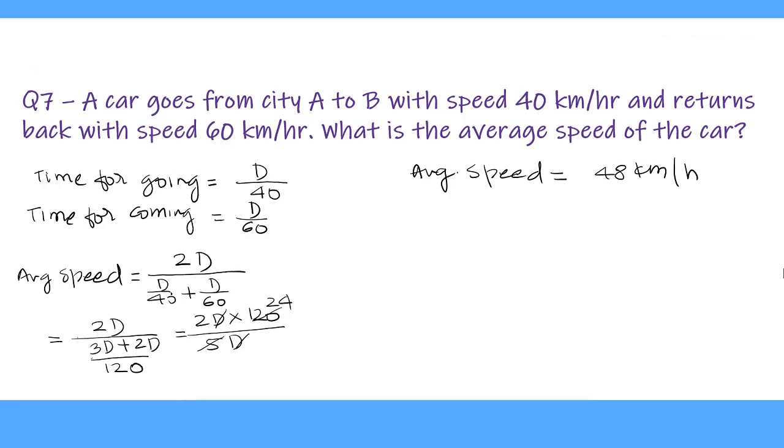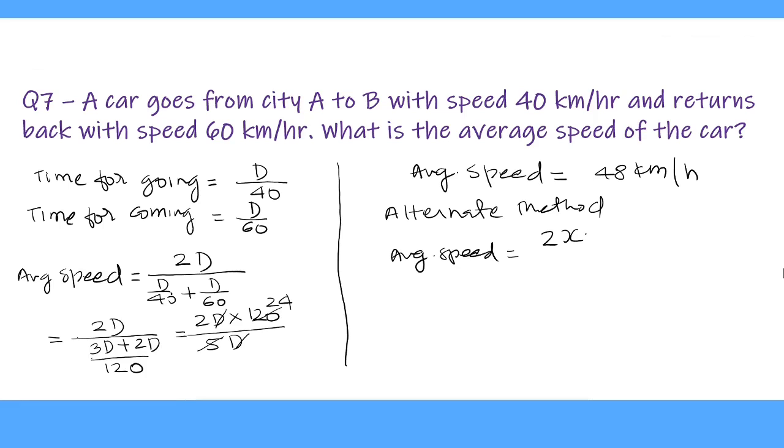Now we can do it by the shortcut method. If the distance is the same, then the average speed can be calculated by a shortcut formula. So we solve like this with an alternate method. If the distance is the same and speeds are different, and the speed for one way is x and for coming it is y, then average speed equals 2 into x into y upon x plus y.